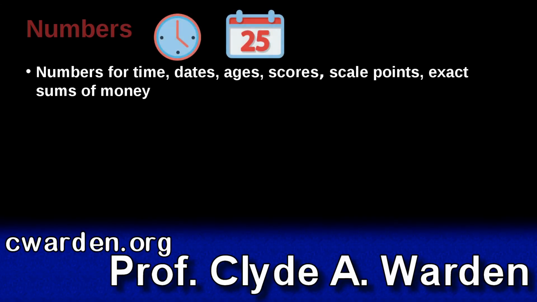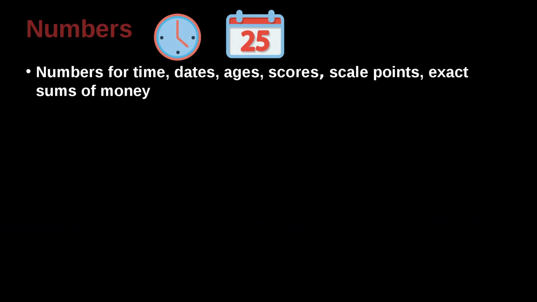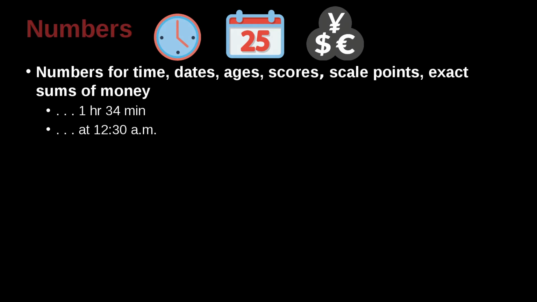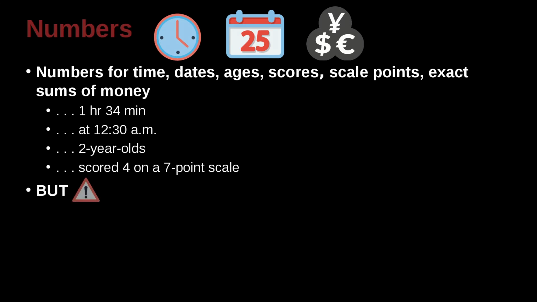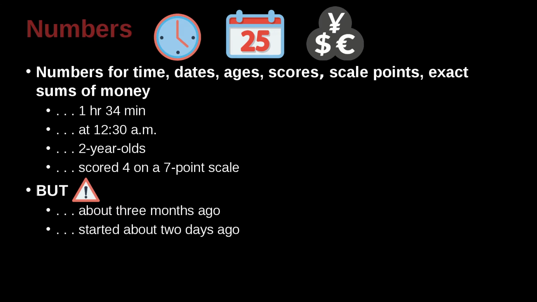Numbers for times, dates, ages, scores, scales, points, and exact sums of money, you should also use the numbers. 1 hour, 34 minutes, for example, 12:30 a.m., 2 years old, scored 4 on a 7-point scale, because that's a scale. But you need to be careful and remember that if you're going to write something like this, about 3 months ago, that's not an exact time. So if it's less than 10, you would spell out the number.